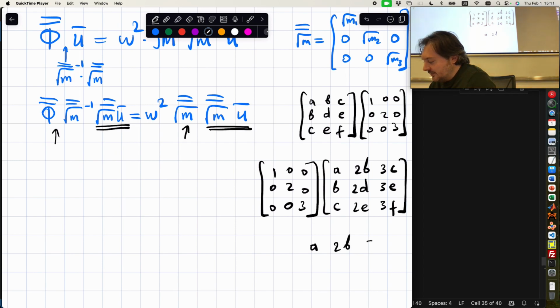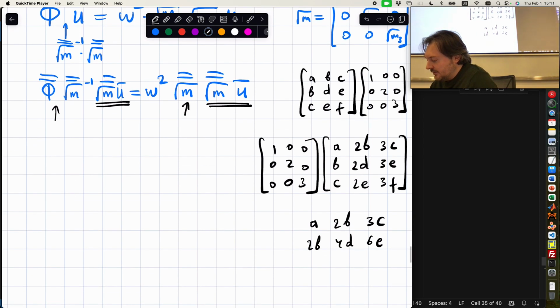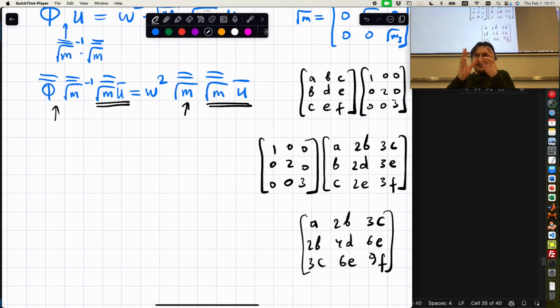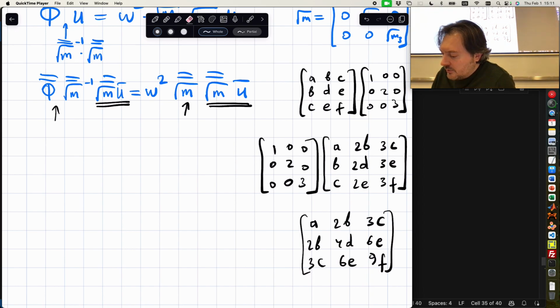A, 2B, 3C, 2B, 4D, 6E, 3C, 4, no, should be 6, 6E, 9F. Do you see? It's symmetric again. So if you multiply both sides of a symmetric matrix with a diagonal matrix, with the same diagonal matrix, then it's still symmetric. So what we are going to do is multiply both sides with square root m inverse from left here and from left here. Okay?